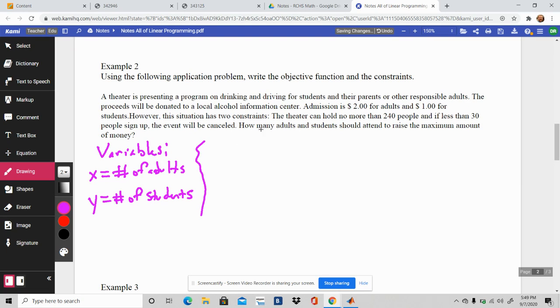Then the sentence also gives me one other key piece of information. It says how many adults and students should attend to raise the maximum amount of money. Remember, they're going to donate the proceeds, so this is a fundraiser. It's just good to have in general. They're trying to raise the maximum amount of money. That's the objective, to raise the most amount of money.